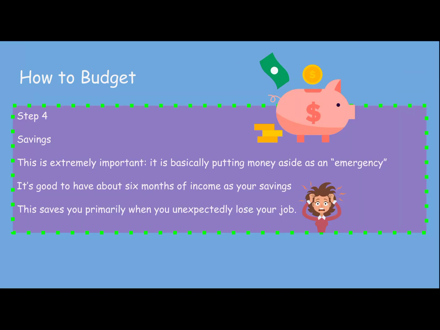It's good to budget monthly because bills are also monthly. So I went over electric bill, water bill. Those are usually monthly, so it's good to budget monthly.